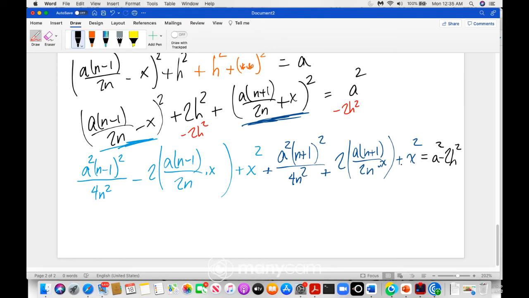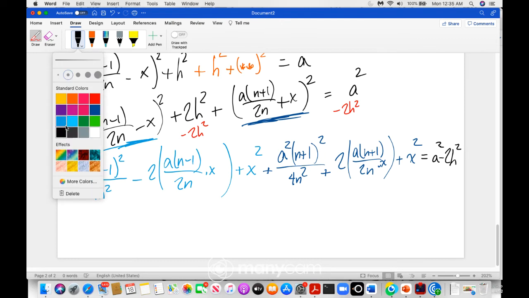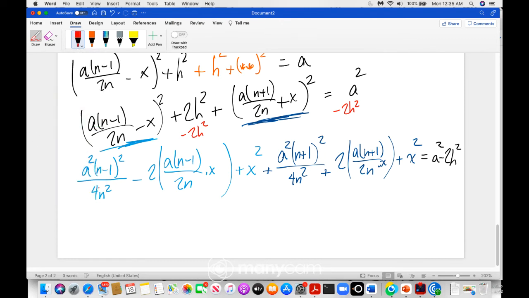Okay, deep breath, because we're getting there. I know it doesn't seem like it, but I promise we are getting somewhere. Okay, I'm going to do this next line in red to kind of combine everything together.